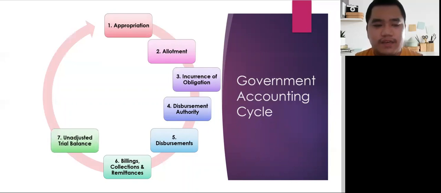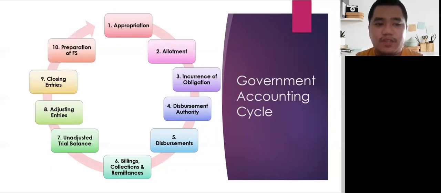And then we have the unadjusted trial balance. So this lists down all the account balances of the government agency before any adjusting entries. And then we have the adjusting entries, posting, the closing entries, and finally, the preparation of financial statements. So to understand this cycle, let's have an illustration.